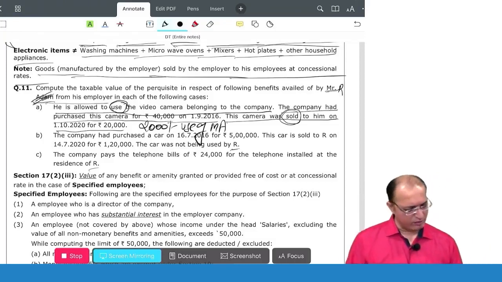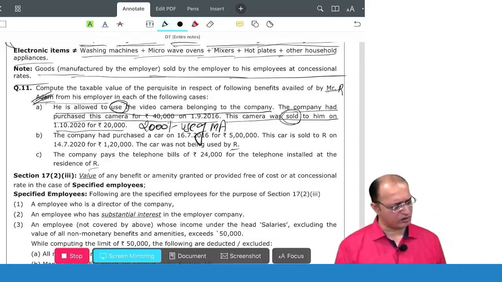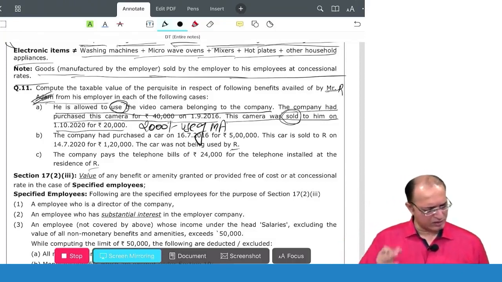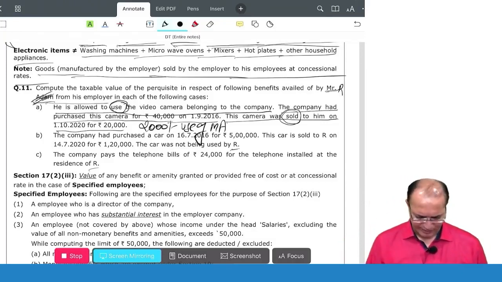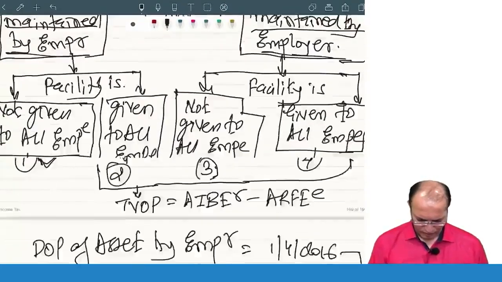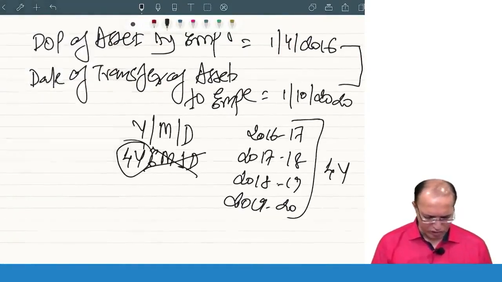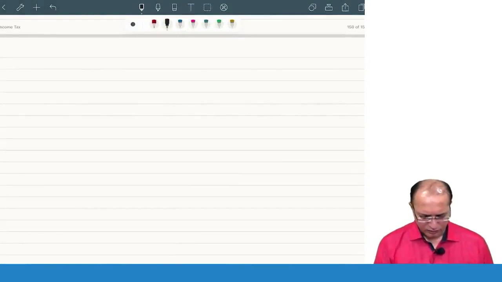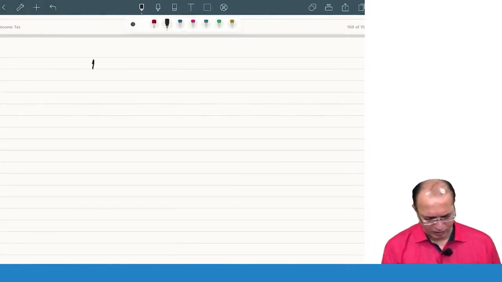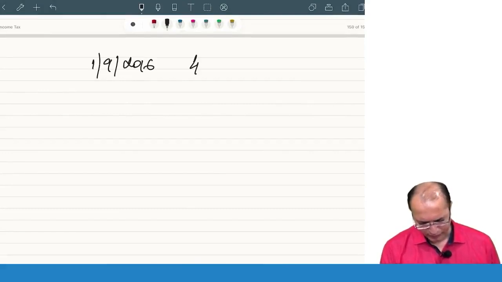Yes. Now this same camera is also sold to him. When is it sold? On 1st October 2020. When was it acquired by the company? On 1st September 2016. And at what cost was it acquired? This camera was acquired on 1st September 2016 at a cost of 40,000.